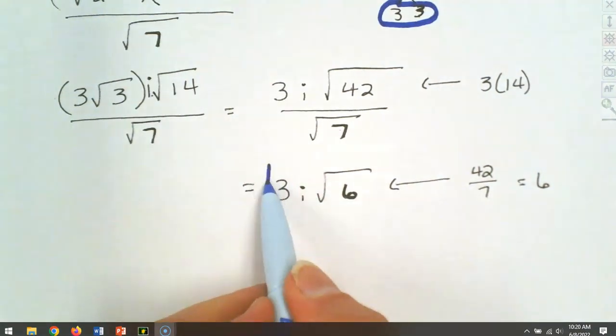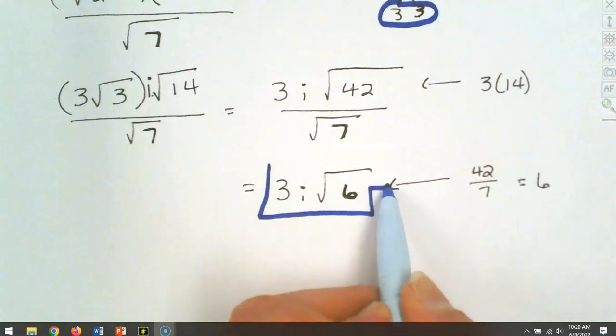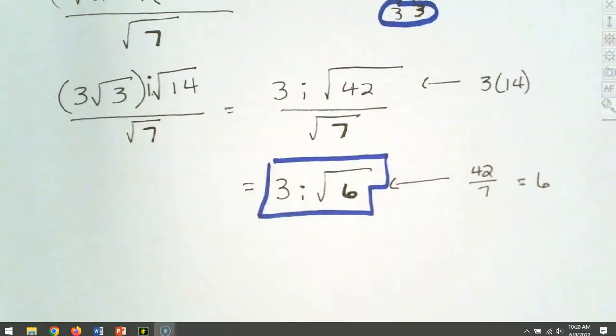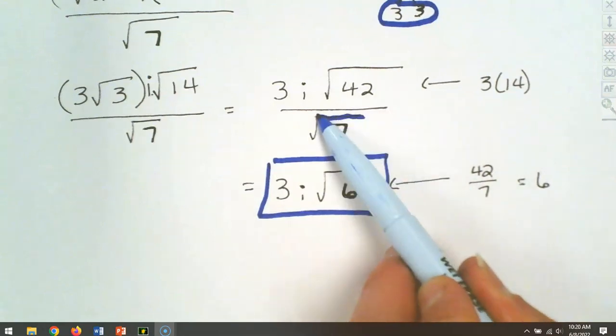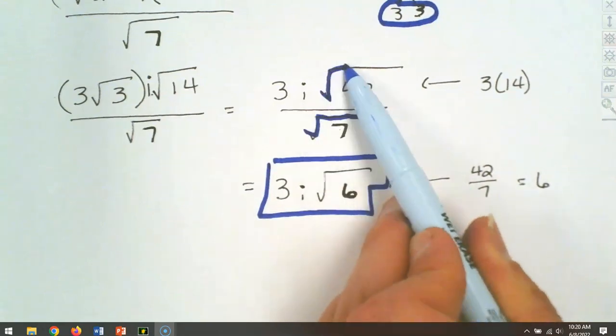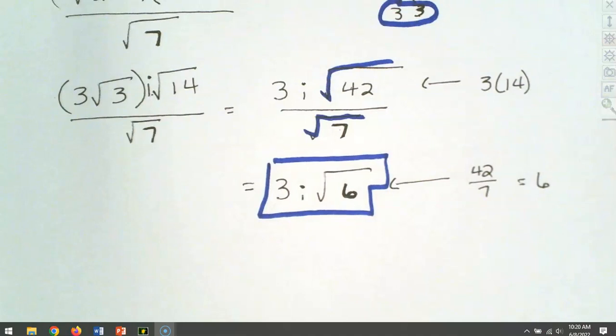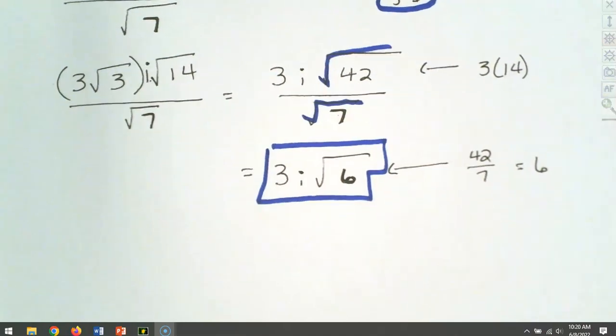So it's going to be 3i square root of 6, because these two can go together. Why can they go together? Because they're both underneath that root. So all you have to remember is if it's inside a root, it can combine with another root. Multiplication multiplies, division divides.